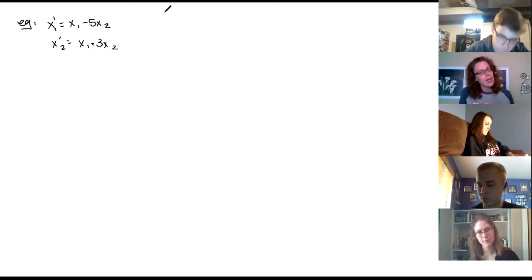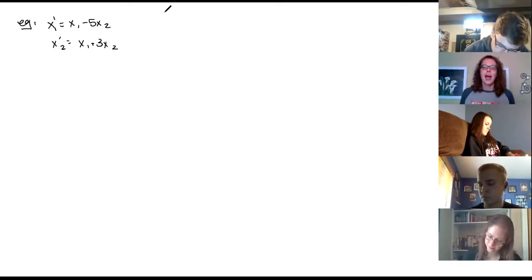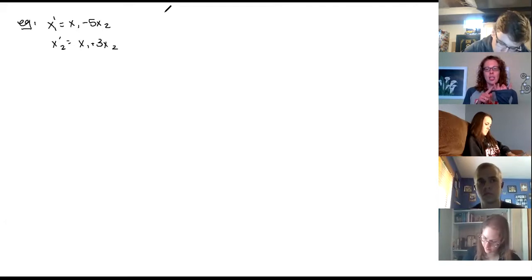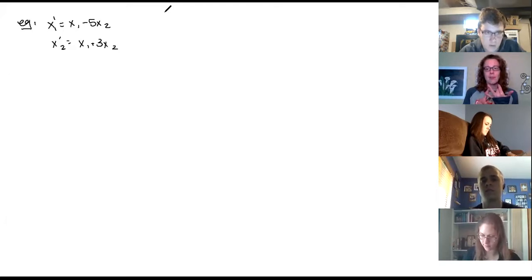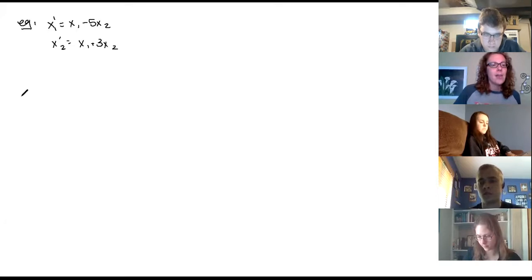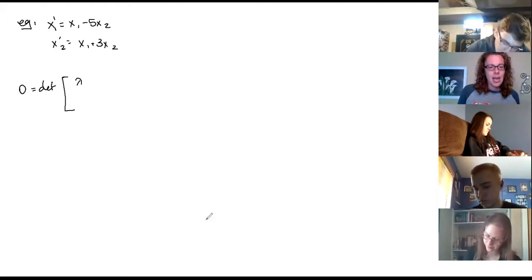We need to check and make sure that we are allowed to use the eigenvalue method. Homogeneous, yes, all good, no problems. Constant coefficients, yes, all good, no problems. Homogeneous constant coefficients mean we can use the eigenvalue method. So I need 0 to be the determinant of lambda I minus A.